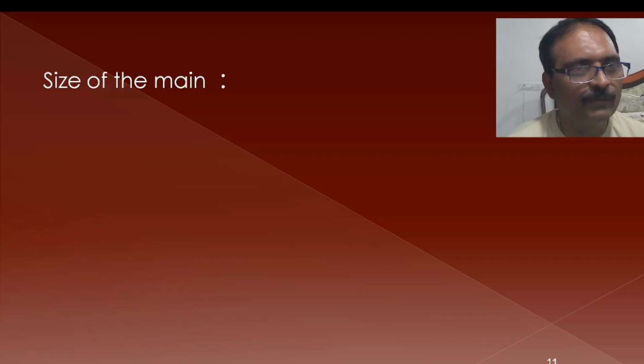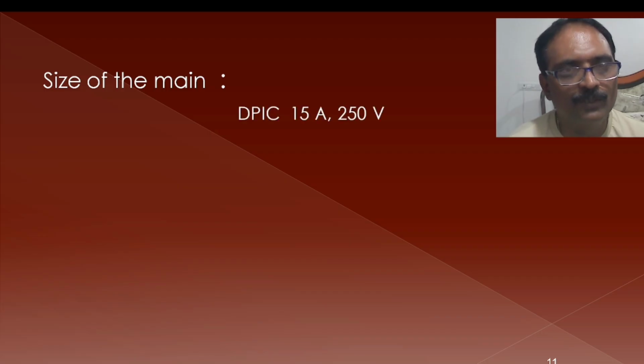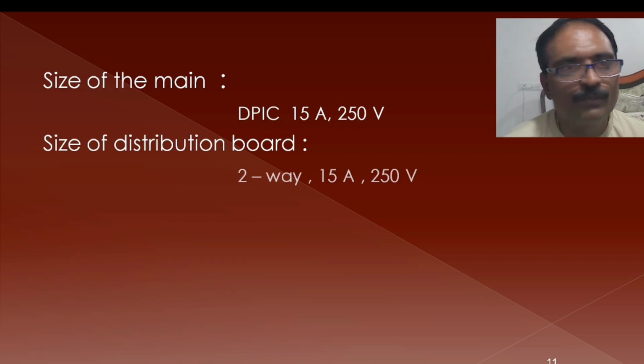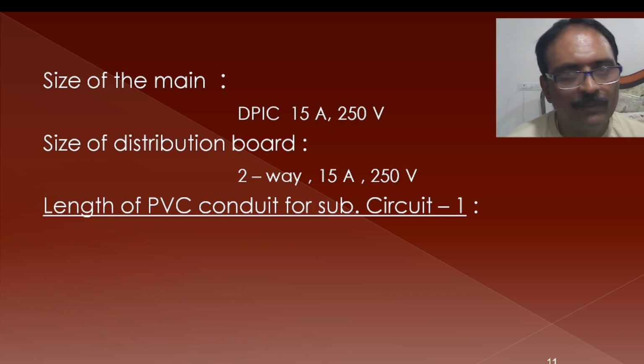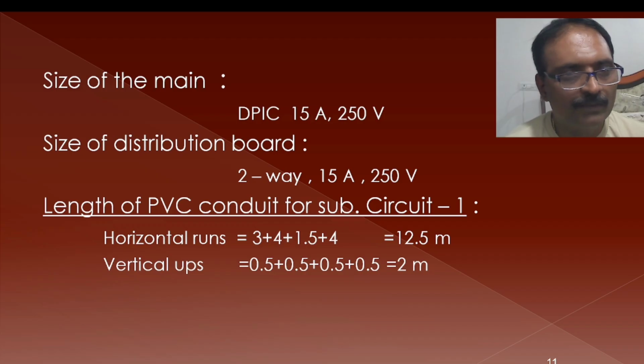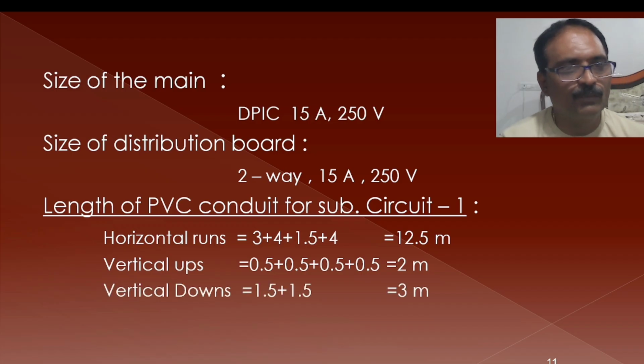So now let us find out the size of the main bus bars. We are going to require the DPIC, double pole iron clad of 15 amperes 250 volts. The size of the distribution board is 2-way, and the rating of 15 amps 250 volts is required. And the length of the PVC conduit for subcircuit 1 we have already calculated: 12.5 meters for horizontal runs, vertical ups for 2 meters and vertical downs for 3 meters.